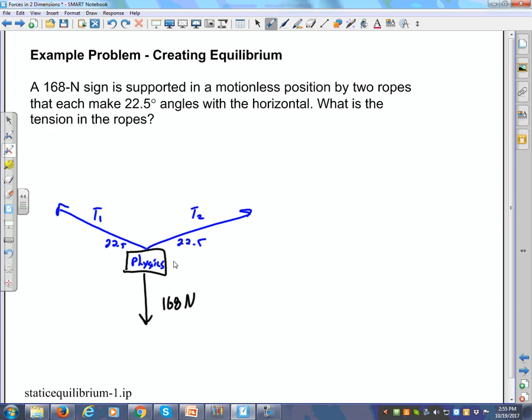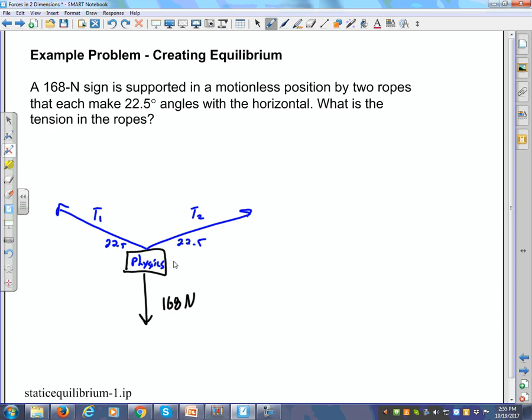If you buy a rope, it'll have a rating of so many newtons. If you buy fishing line like I have here, it says 20 pounds test. That means this can withstand, on average, 20 pounds of force, which you'd have to convert to newtons. It's basically the rating on it.